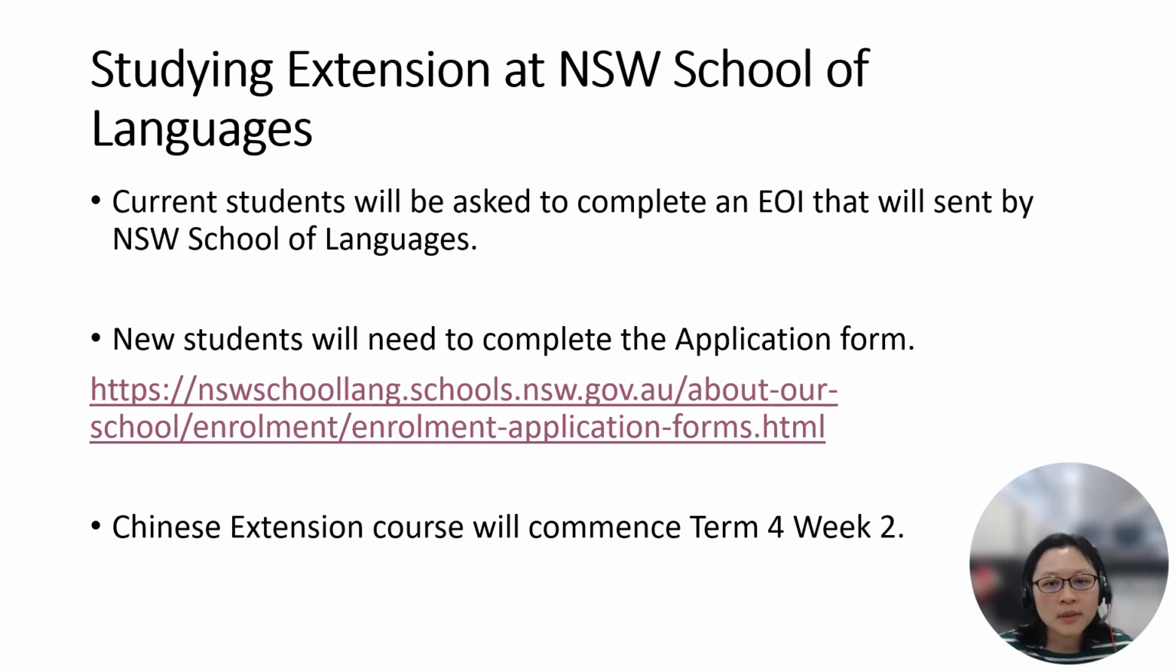The deadline for submission is at the end of this term, which is 27th of September, term 3, week 10. However, it will be great if you can submit your form as soon as possible. The Chinese Extension course will commence term 4, week 2.